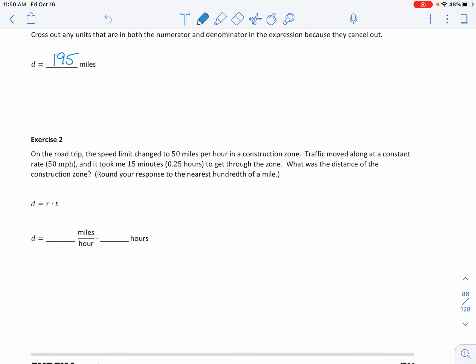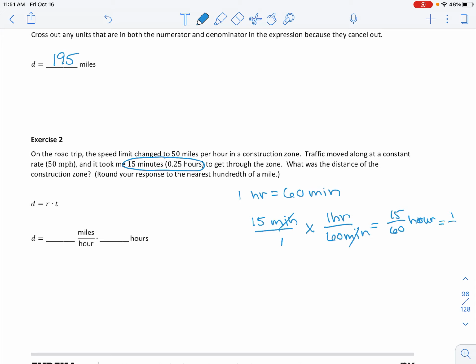Exercise 2. On the road trip, the speed limit changed to 50 miles per hour in a construction zone. Traffic moved along at a constant rate of 50 miles per hour, and it took me 15 minutes or 0.25 hours to get through the zone. So notice this is already converted for you because we know that 1 hour is 60 minutes. So we can take 15 minutes times 1 hour over 60 minutes. Minutes cancel. We get 15/60 hours, which reduces to 1/4 hours, which is the same as 0.25 hours. So that was converted for you.